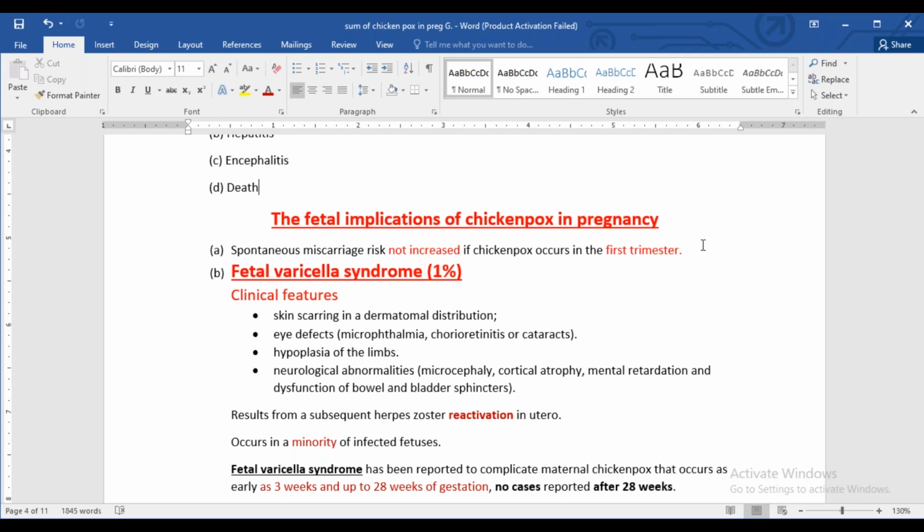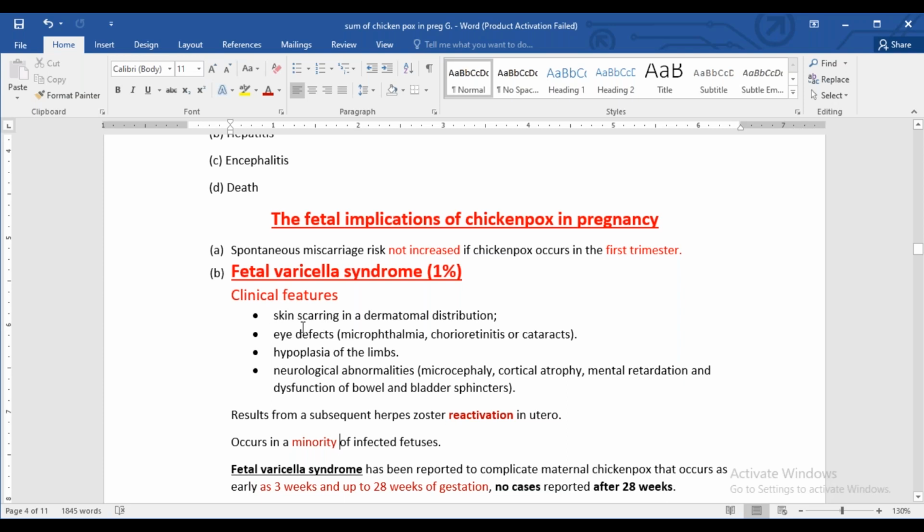Okay, and here we go for the fetal varicella syndrome. The percentage is very important. It's 1%. The fetal varicella syndrome happens in 1% of those fetuses whose mother has the infection during pregnancy. So what characterizes this fetal varicella syndrome? The clinical features are what we are going to check on the ultrasound scanning.